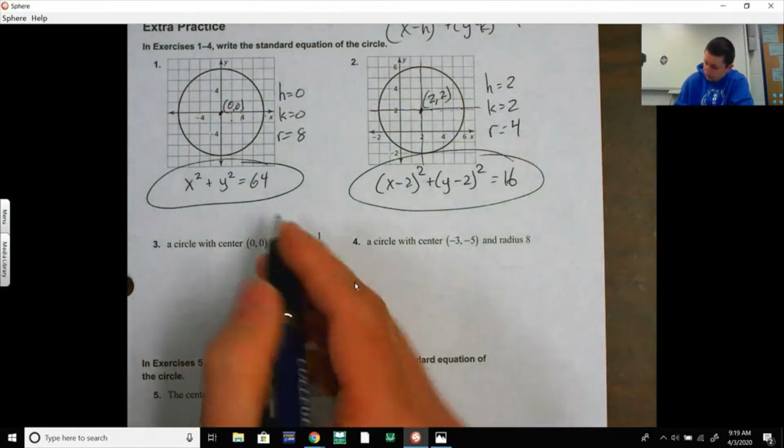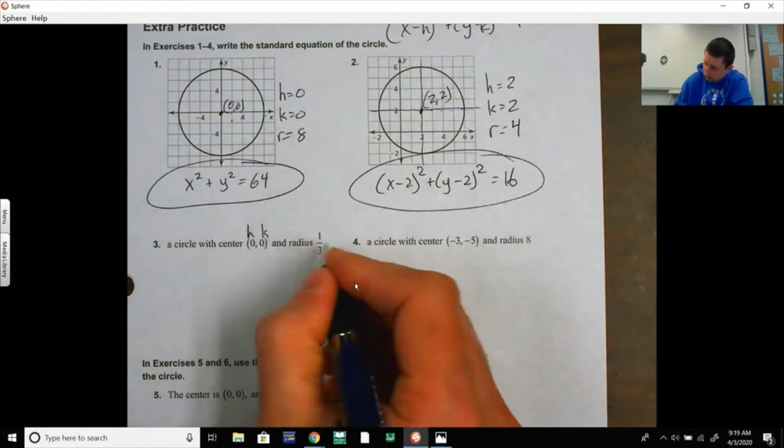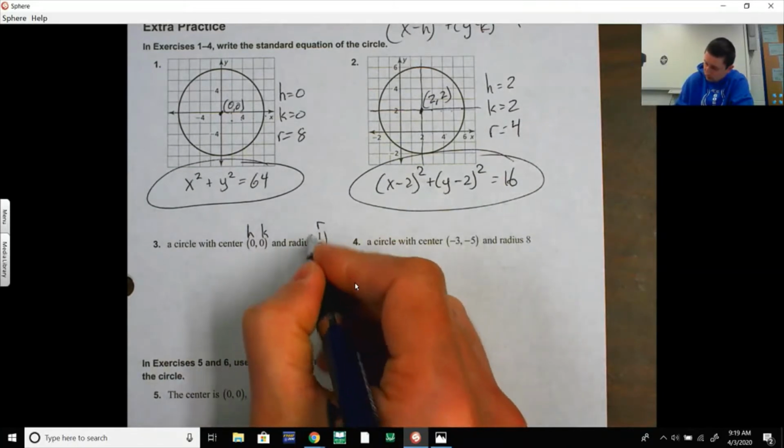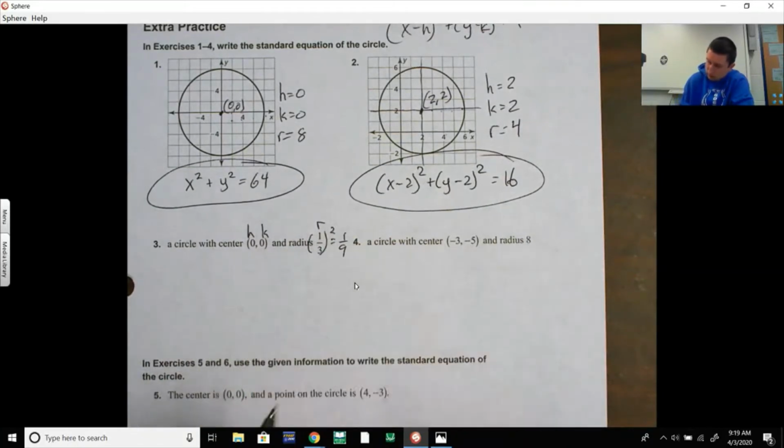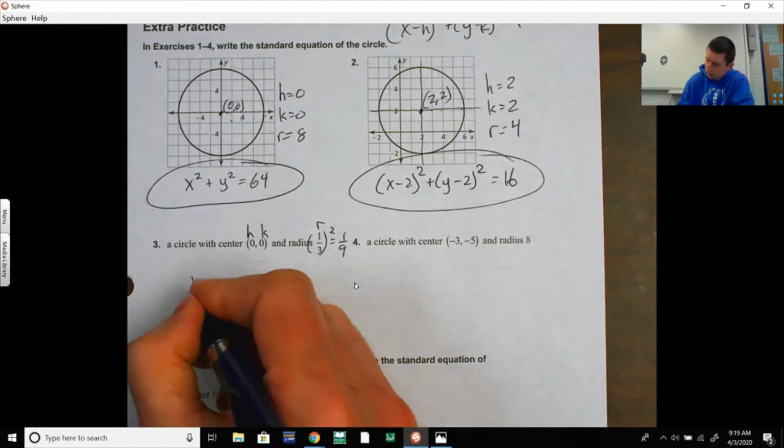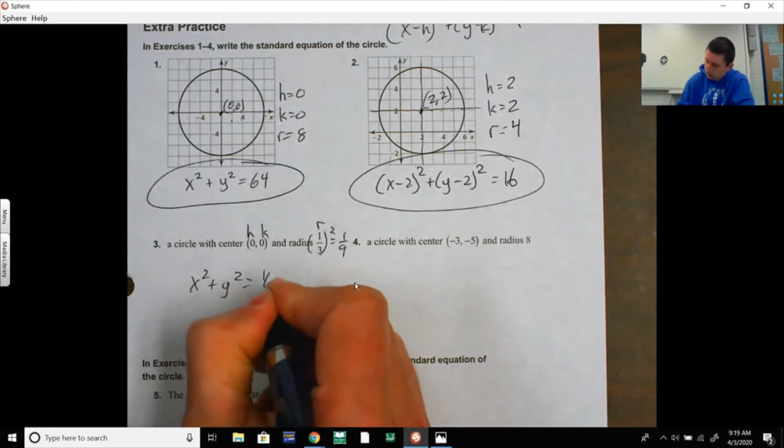If the center is at (0, 0), that means h is 0, k is 0. This is your r. Don't forget to square it. That would be 1/9. 1/3 times 1/3 would be 1/9. So x² + y² = 1/9. Is that one.